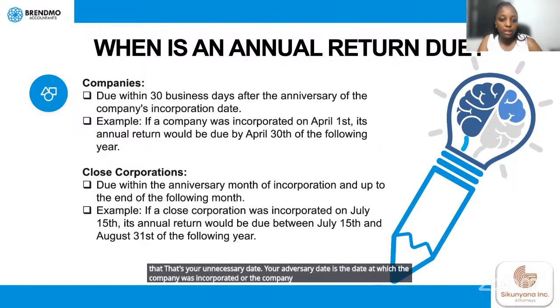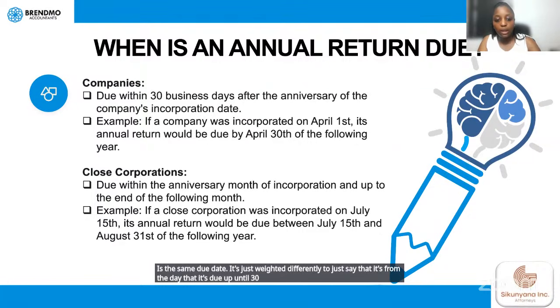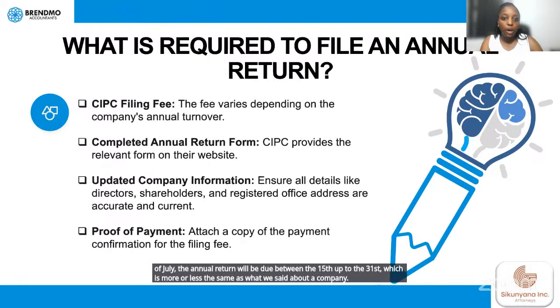If it's a CC, then it's the same due date. It's just worded differently, to say that it's from the day that it's due up until 30 business days, which means at the end of the following month. For example, if you're incorporated on the 15th of July, the annual return will be due between the 15th up to the 31st, which is more or less the same as what we said about a company. So that's for annual returns.